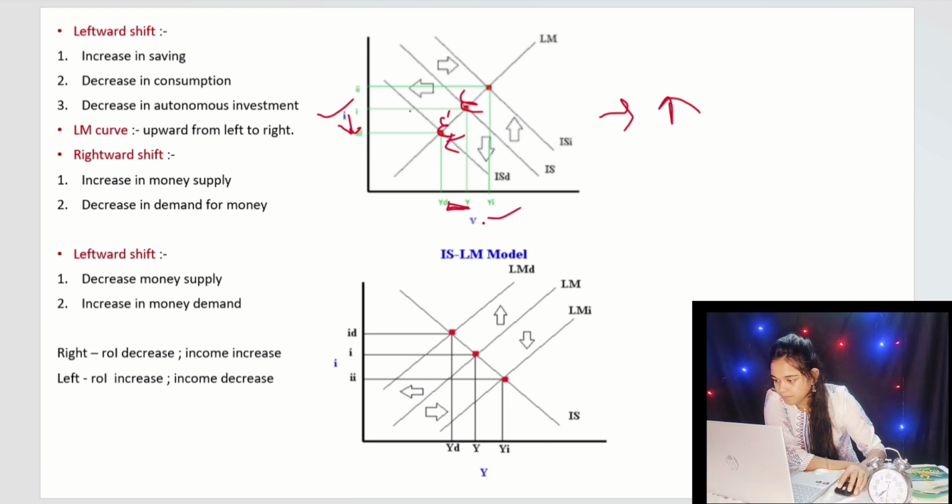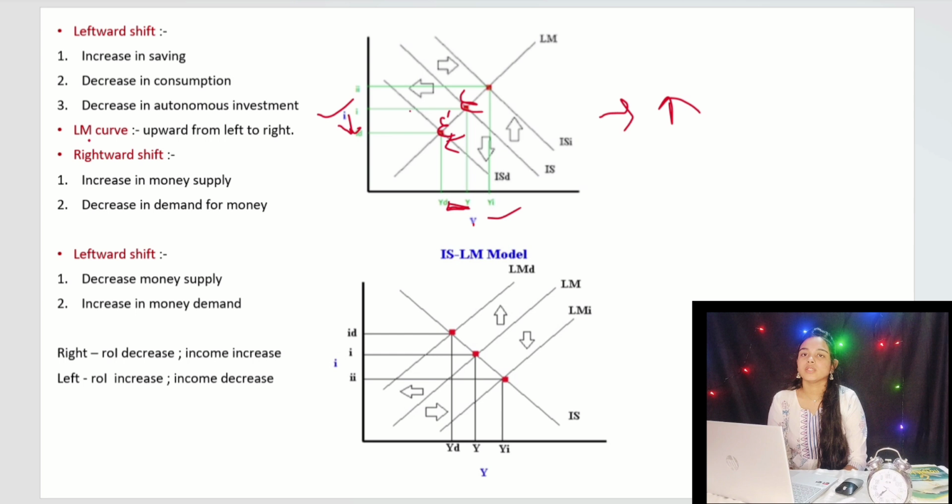Now the LM curve, which is related to money supply and money demand. Money demand is positively related to the rate of interest. Means if the money demand increases, the rate of interest also increases, and if the money demand decreases, the rate of interest decreases. And money demand is related to income. Fine. So the LM curve slopes upward from left to right.